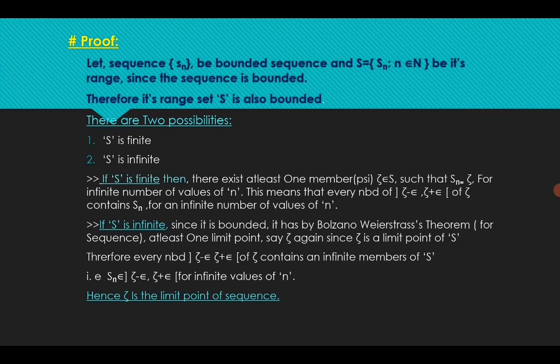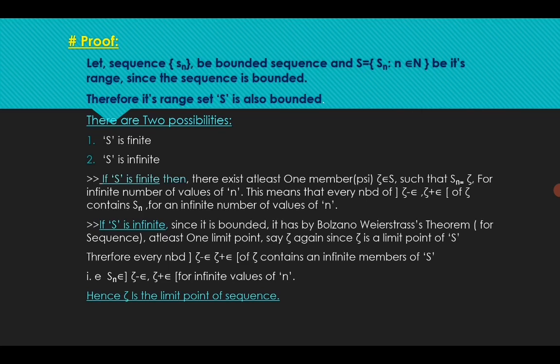Let Sn be a bounded sequence and S equals the set of all Sn such that n belongs to the set of natural numbers, be its range set. Since the sequence is bounded, that is, the sequence has an upper bound as well as a lower bound, its range set S is also bounded. Two possibilities arise. First, S is finite. Second, S is infinite.